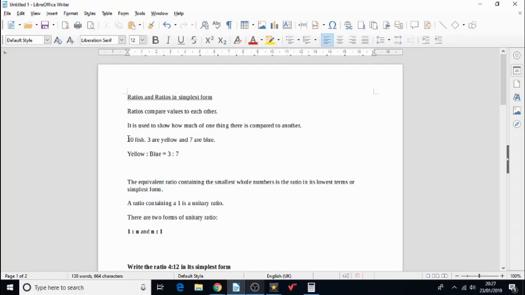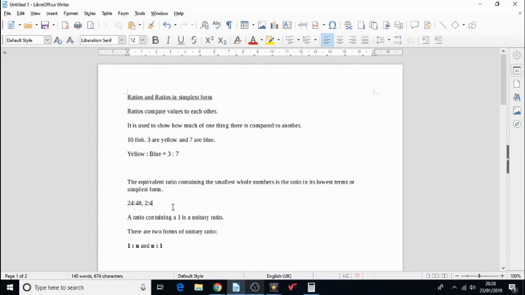The equivalent ratio containing the smallest whole numbers is a ratio in its lowest terms or simplest form. So I'll give you an example. Let's say we had the ratio 24 to 48. In its simplest form, you would think it'd be 2 to 4.